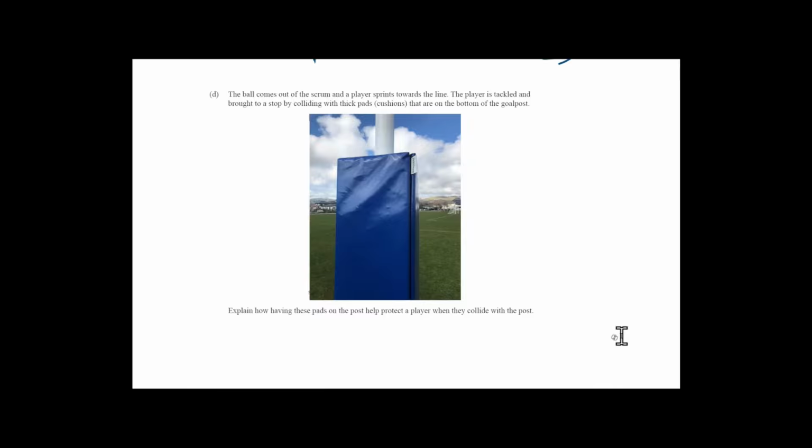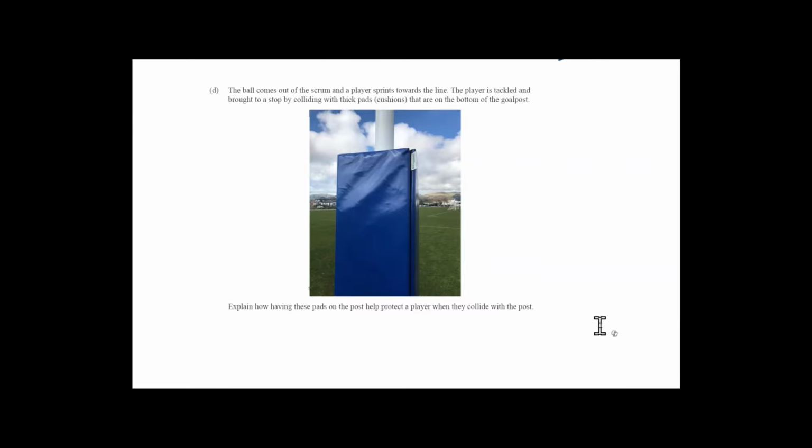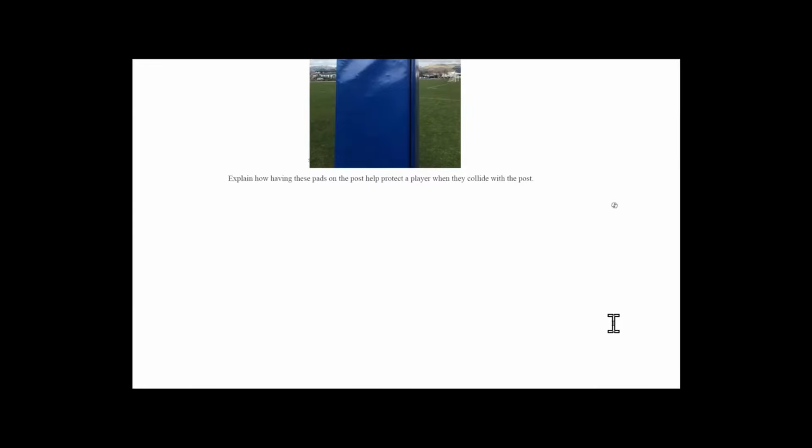So now we're told that the ball comes out of the scrum and a player sprints towards the line. The player is tackled and brought to a stop by colliding with thick pads, cushions, that are at the bottom of the goalpost. Being anywhere near a rugby field, you should know what these look like. Explain how having these pads help protect the player when they collide with the post.